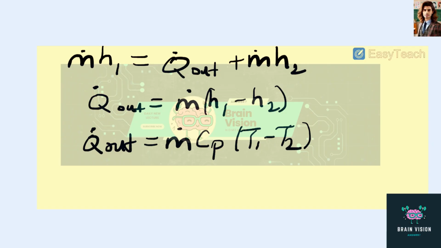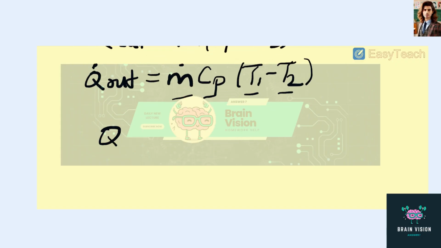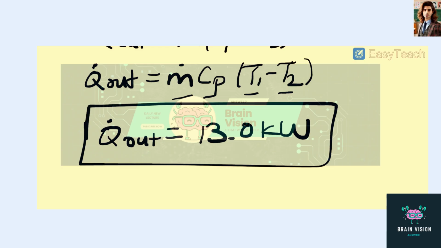Now in the problem statement, we know that the chickens are coming into the cooler at a temperature of 15 degrees C and leaving at a temperature of 3 degrees C. So we have all these quantities, and we can solve for our Q out, and we'll find that the total heat transfer out of the chickens is equal to 13.0 kilowatts. So that is one part of our answer.